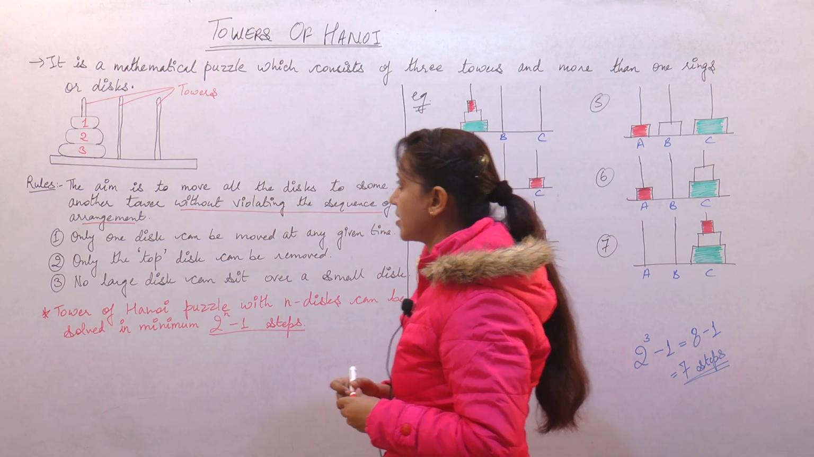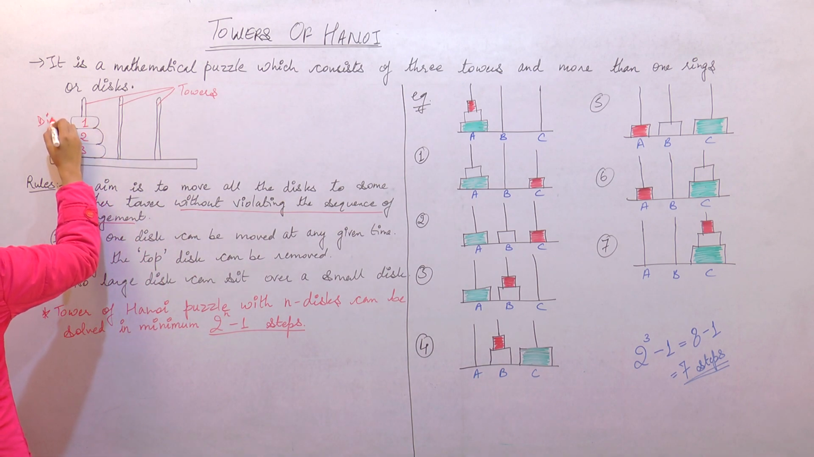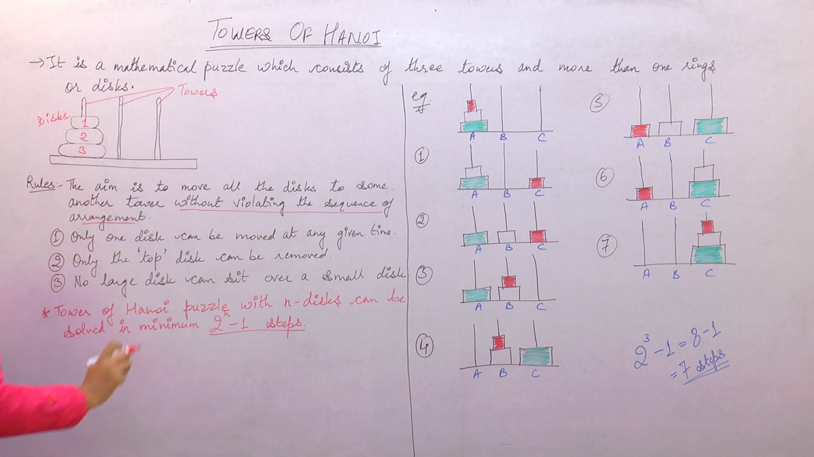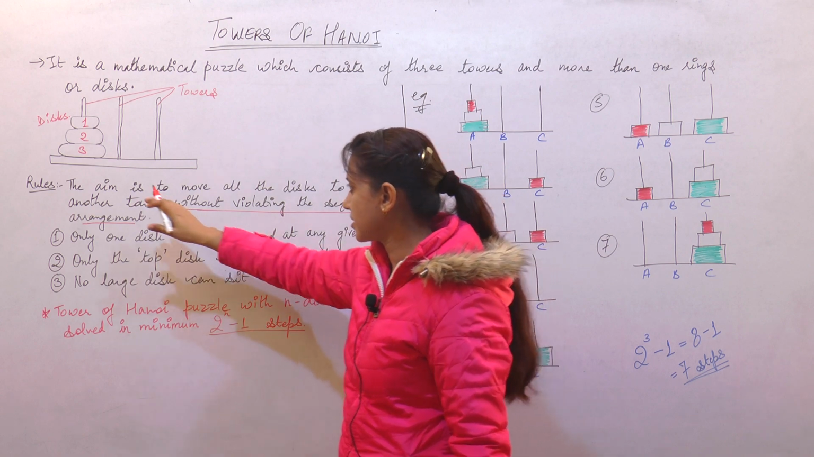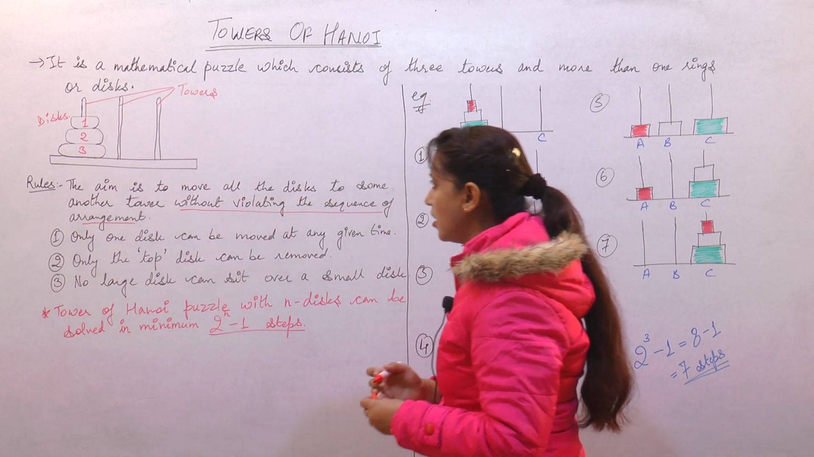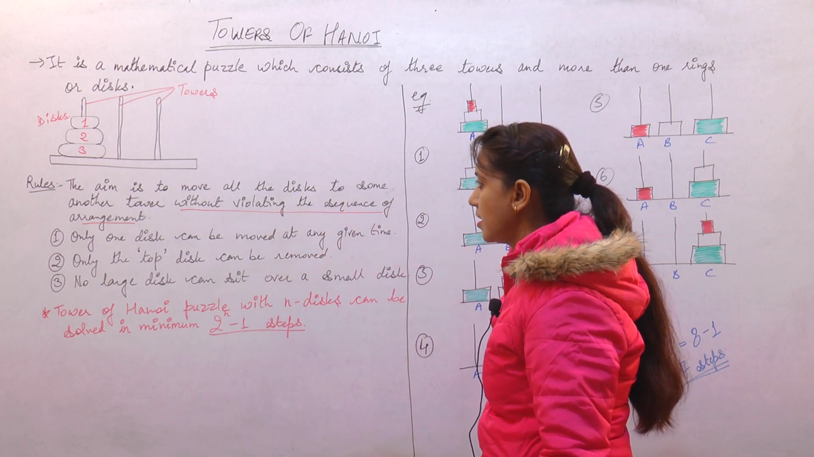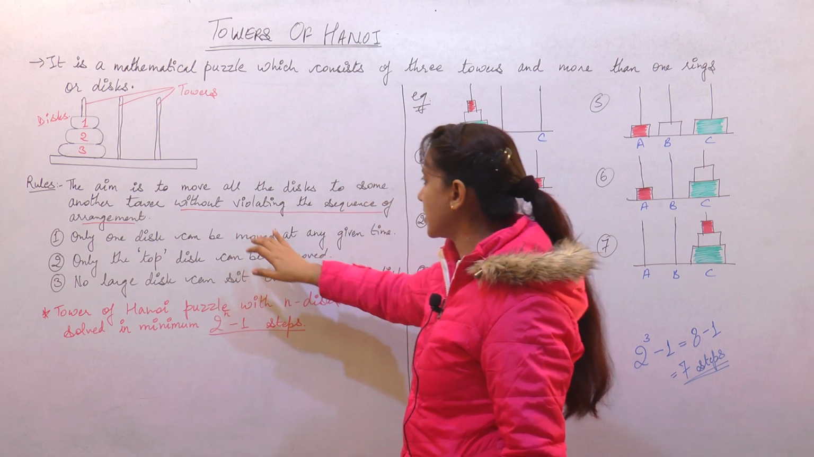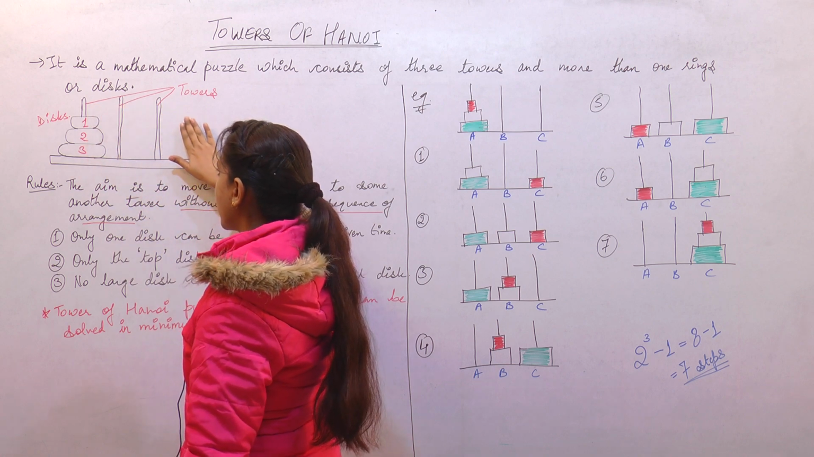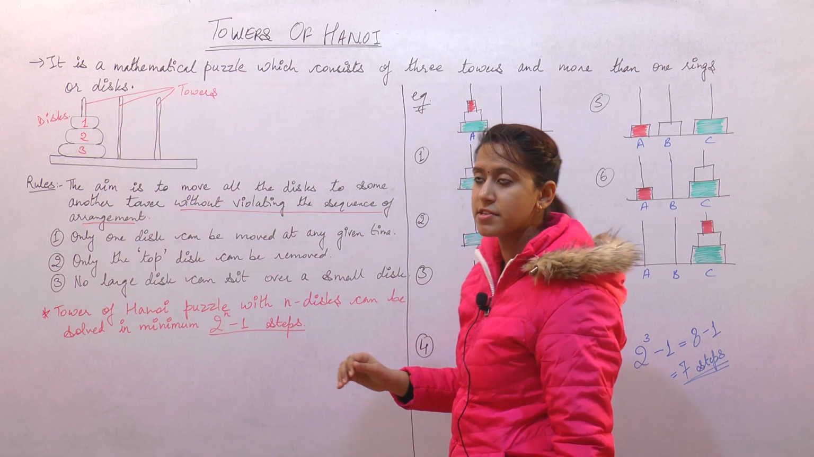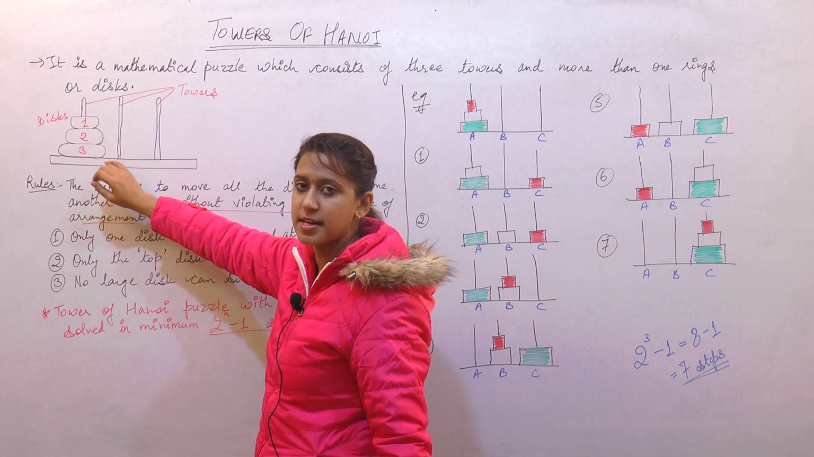So according to this diagram, we have 3 disks. Disk 1 is the smallest, then disk 2 is larger than disk 1, and then disk 3 is the greatest disk. So let's study the rules of solving this mathematical puzzle. The main aim is that we have to move the disks from one tower to another tower without violating the sequence of the arrangement of the disks.